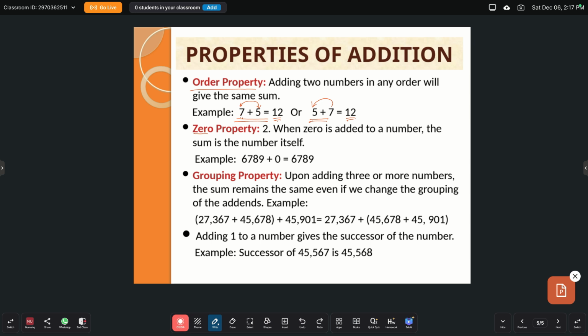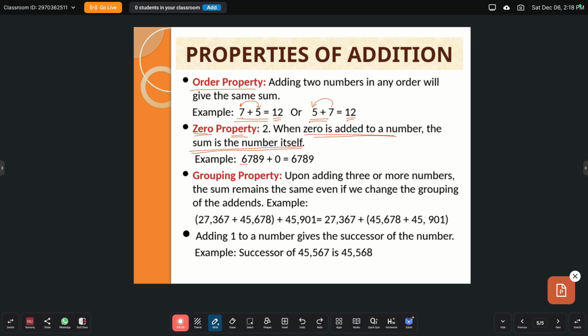Coming to the next property, it is zero property. What is it? It is zero property. What does this property say? This property says that whenever we add 0 to any number, the sum is the number itself.